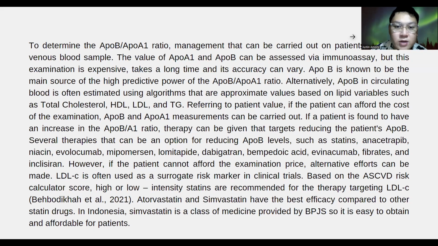Hello everyone, my name is Emery. I'm going to continue for my friend Yuma. My last digit is 081. And to determine the ApoB/ApoA1 ratio, the measurement that can be carried out on a patient is taking a venous blood sample.